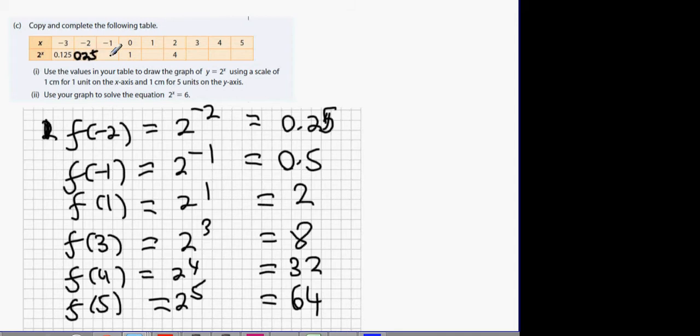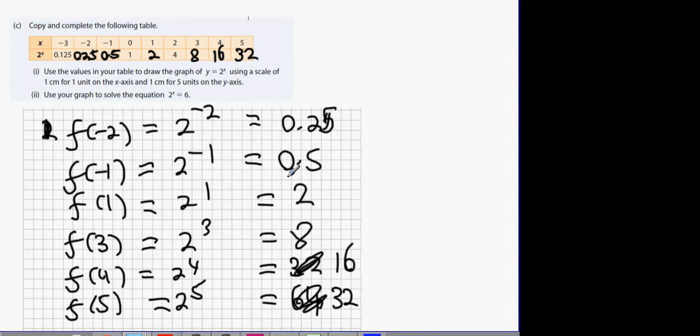0.25, 0.5. What you know is every time, guys, the value is going up. Is it doubling or what's it doing? Oh, sorry, got that wrong. It's 2 to the power 4, that's 16, and 32. It's doubling every time.